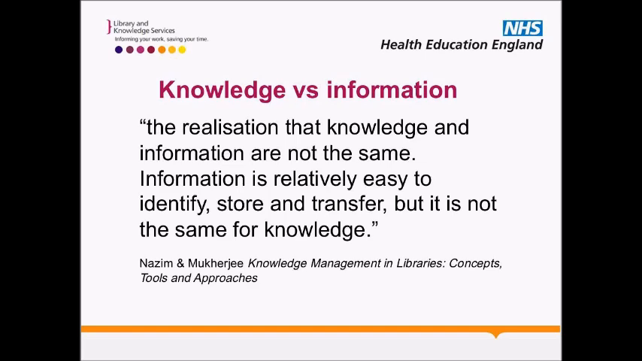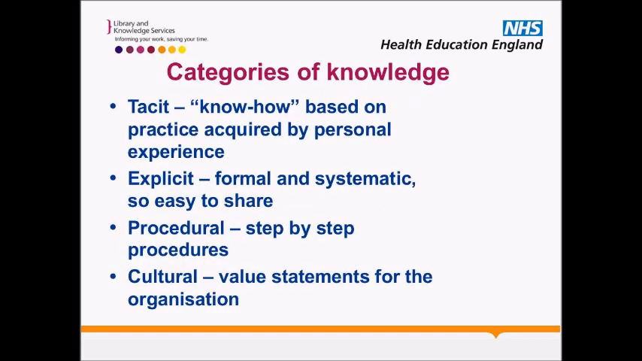We could, for example, imagine a library as being actually a knowledge asset. Your books or your journals or your articles are all things that you organize and coordinate and collate and arrange in a specific way to make them easy for the end user to find and use. So you're actually managing that information. The same authors of this paper, Nazim and Mukherjee in Knowledge Management in Libraries, Concepts, Tools and Approaches, move on to then describe the various categories of knowledge.